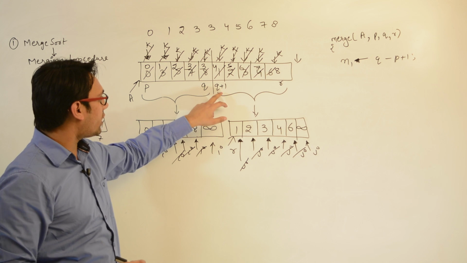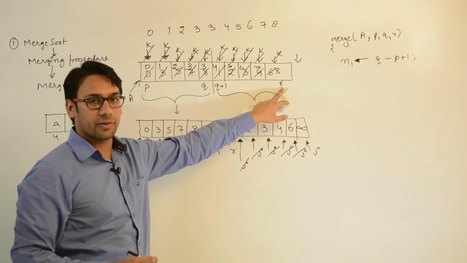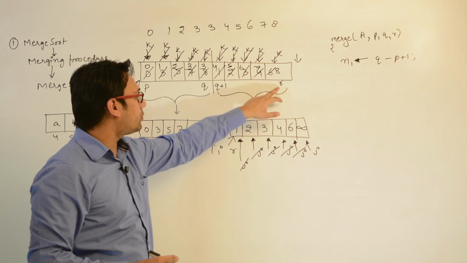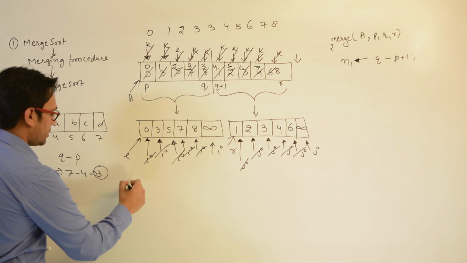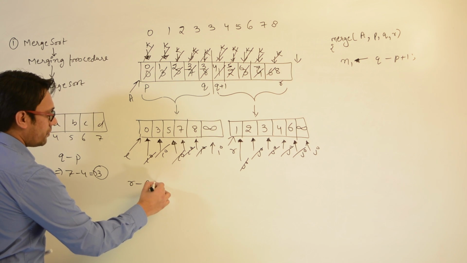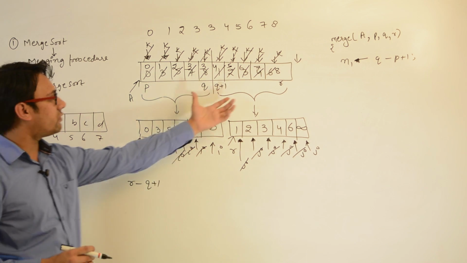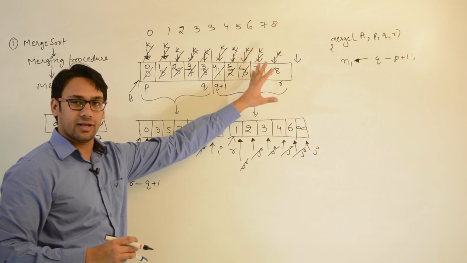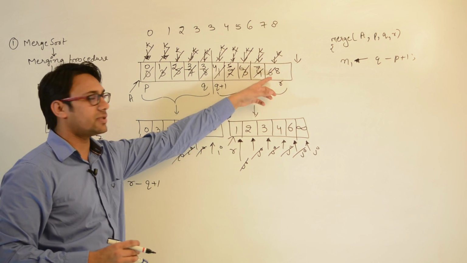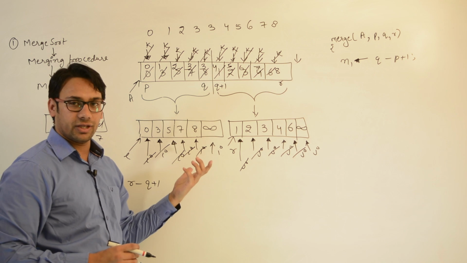So in this case you have Q plus 1 to R, right? So for this Q plus 1 to R, if you do R minus Q plus 1, then this is going to give you one data item less. That means if the number of data items is 4, then you are going to get 3 here, right?